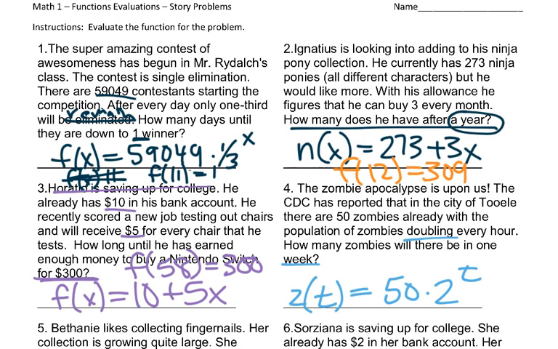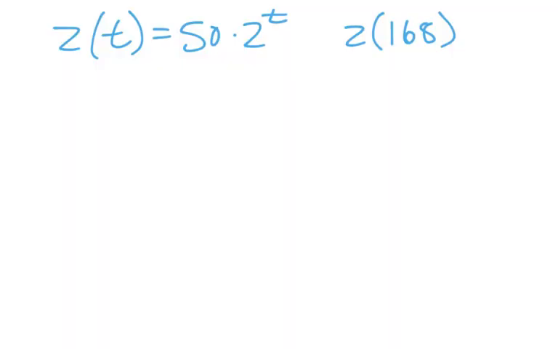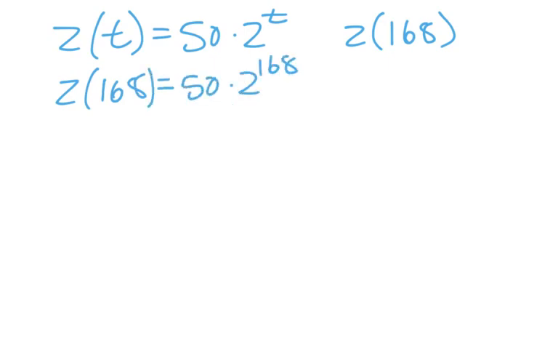Well, there's 7 days in a week, right? So I'm going to have to go 7 times 24 hours per day. So the time would be 168. So 168 hours would be 1 week. Okay, so I want z of 168. So I go z of 168 equals 50 times 2 to the 168. It's probably going to be a pretty big number.